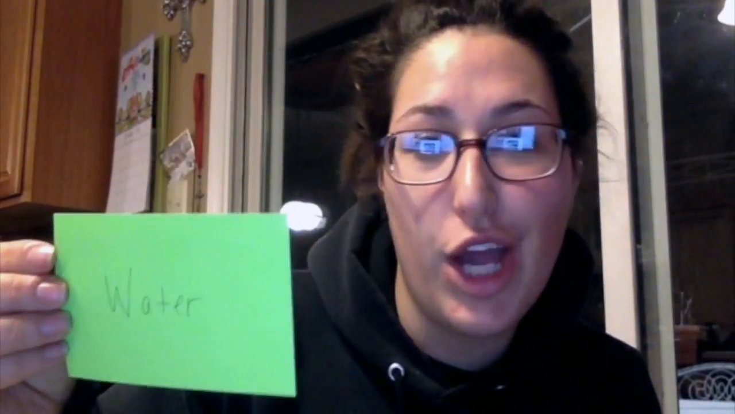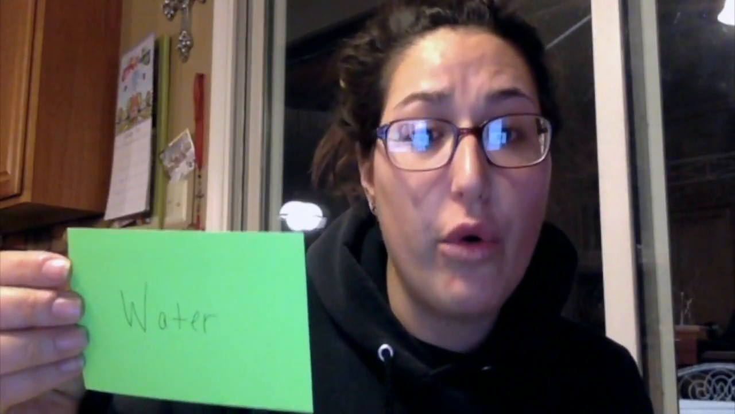Next we have water. Pretty simple. Water. Pretty much the most important thing on this planet. All organisms on Earth are 70 to 90% water.